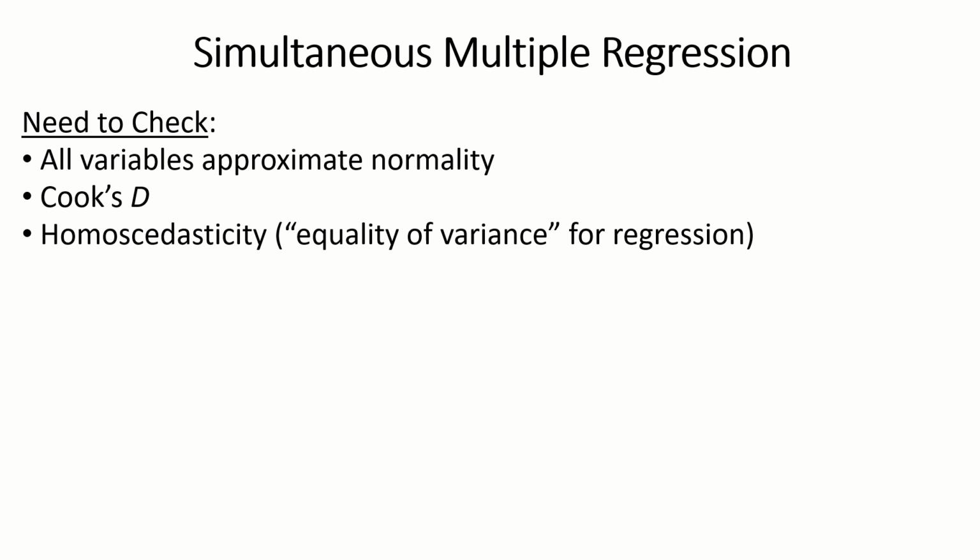I messed that up. I got it in my mind that I was going to pronounce that incorrectly, and I did. So, homoscedasticity. It's sort of like the equality of variance assumption for regression. We're going to briefly talk about homoscedasticity here.